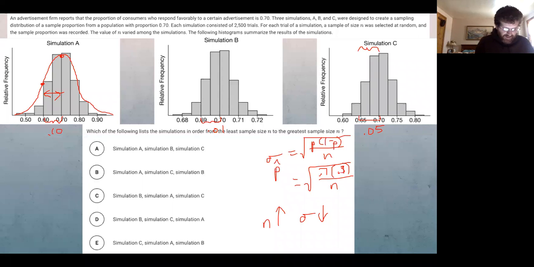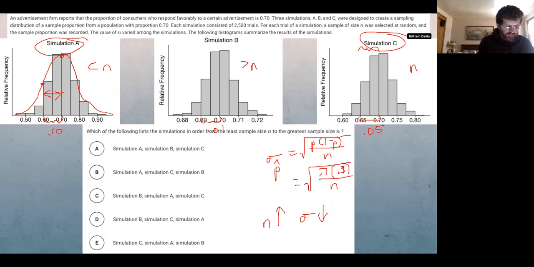So remember, as my sample size goes up, my standard deviation goes down. So my biggest n, I'll just put 1 greater than sign right here. I'm just trying to figure out how to show this very clearly. So greater than, so this is bigger n. This is the medium one, I'll just put n right here, and this is the smaller one, so I'll put less than n. It's not exactly the best way of showing that, I just didn't want to write it all out. So we're going from the least sample size to the greatest. The least is right here for A.